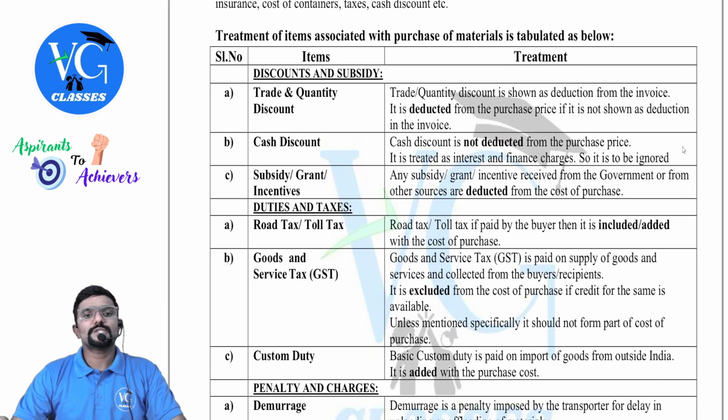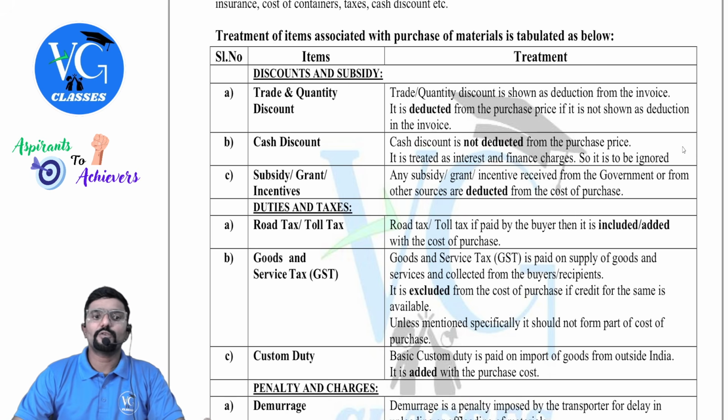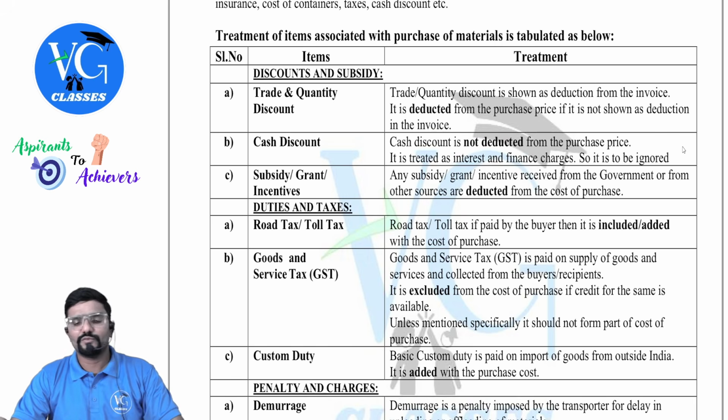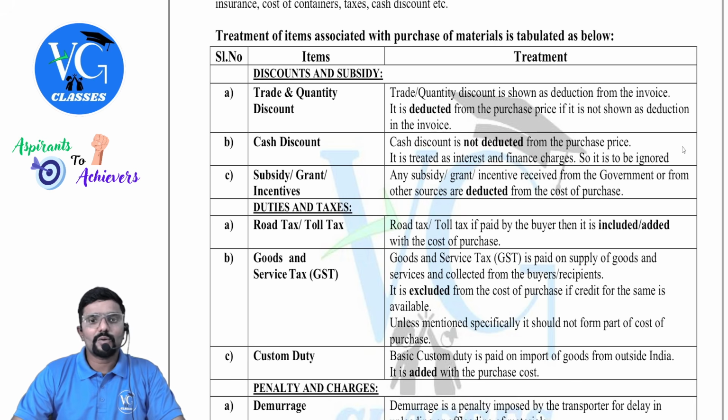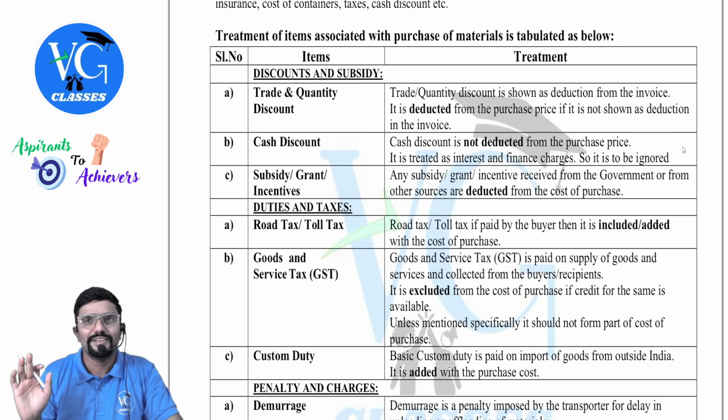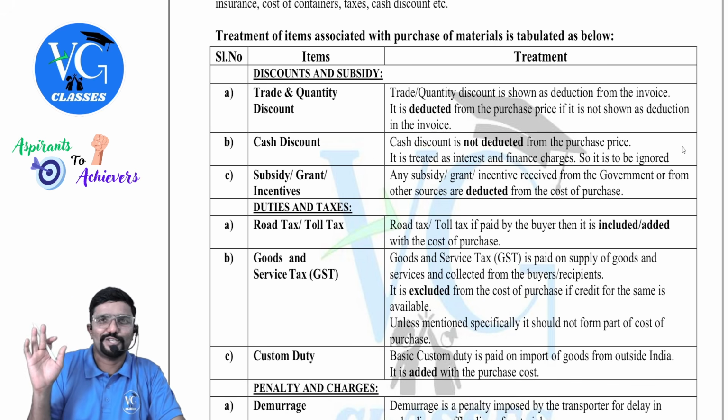Treatment of items associated with purchase of materials is tabulated as below. First one, discounts and subsidy. Trade and quantity discount. Do we reduce it? Yes, we will deduct it. Trade or quantity discount is shown as a deduction from the invoice. It is deducted from the purchase price if it is not shown as a deduction in the invoice. If it is already reduced, we need not do anything. But normally they will give it separately in the question.